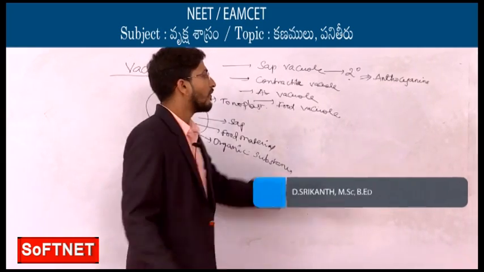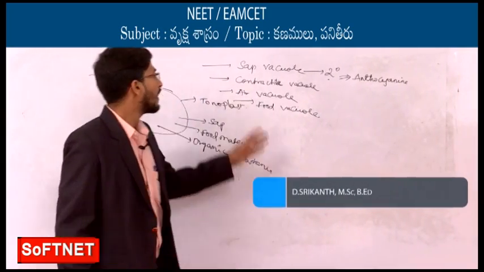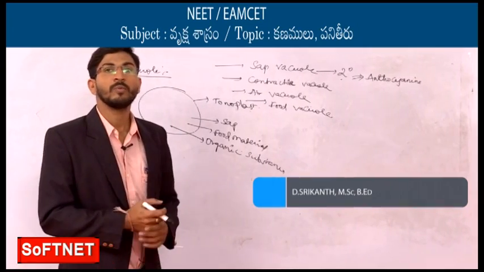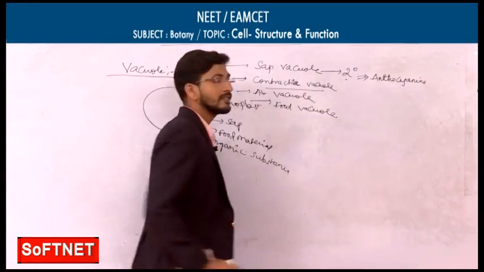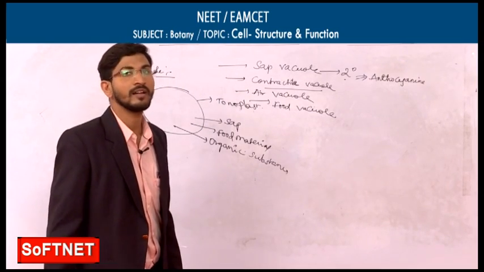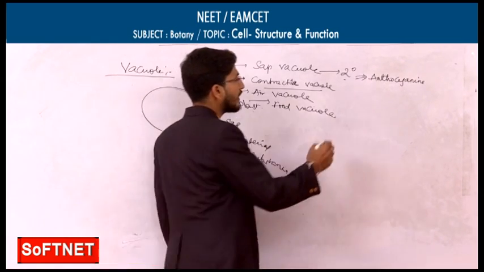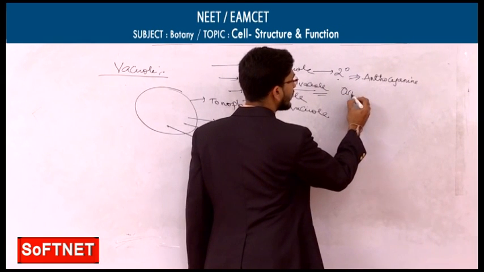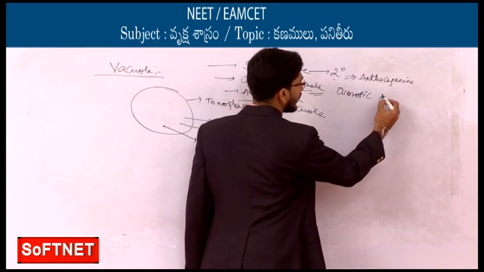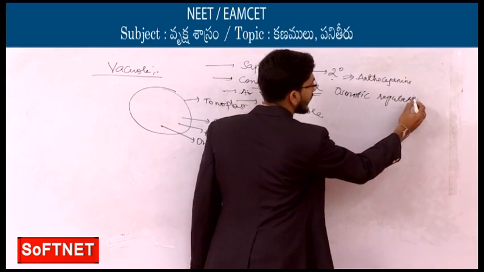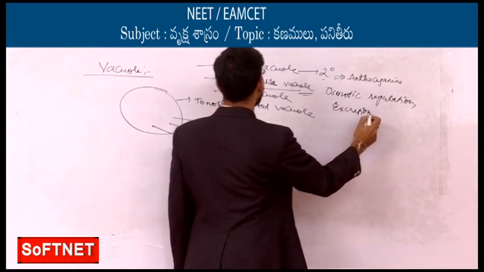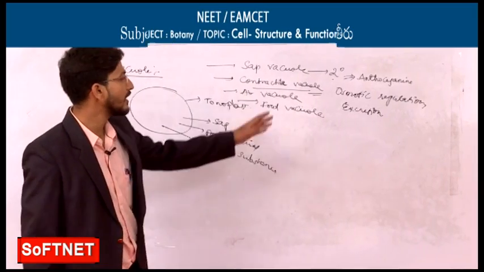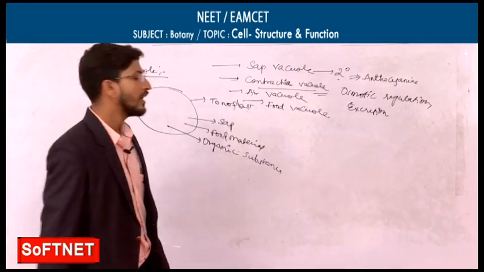Okay, next, what is the major function of this sap vacuole? It attracts the pollinating agent during pollination. Next coming to contractile vacuole. In case of amoeba and some other organisms, this contractile vacuole is involved in osmotic regulation and also excretion.